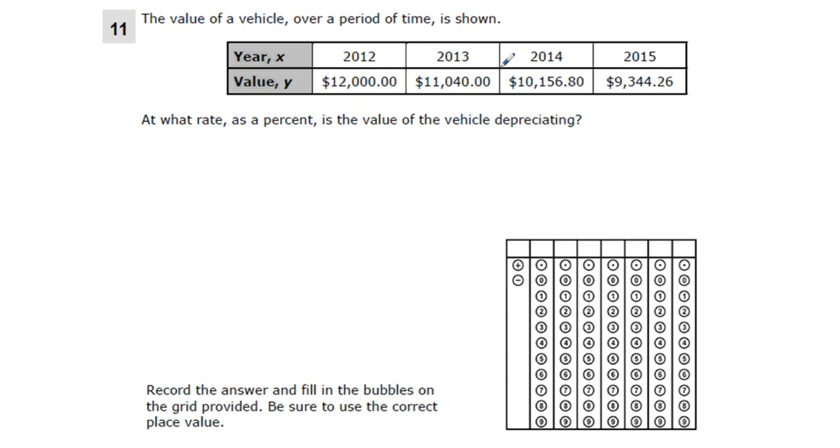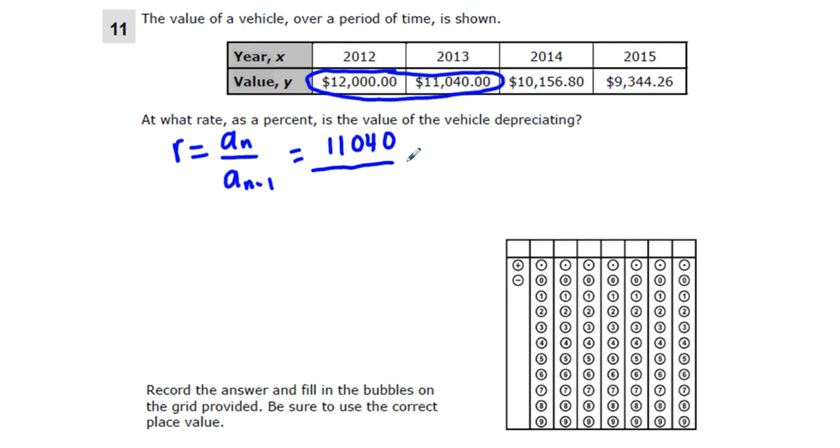Okay, number 11. The value of a vehicle over a period of time is shown. At what rate as a percent is the value of the vehicle depreciating? When we find percentage, we talk about a common ratio, and a common ratio equals a sub n divided by a sub n minus 1. So you take two terms that are consecutive and divide them. In this case, we're going to have $11,040 divided by 12,000.